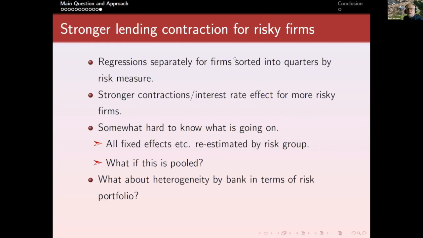Stronger lending contractions to risky firms. Usually the first thing that comes to mind is to put in some variable like, say, a non-linear term in riskiness or whatever. But all the fixed effects, all the control effects, are having different effects on each group because you split it up and run 4 regressions. Is that reasonable? Is it not reasonable? I don't know. Again, it would be nice to see.